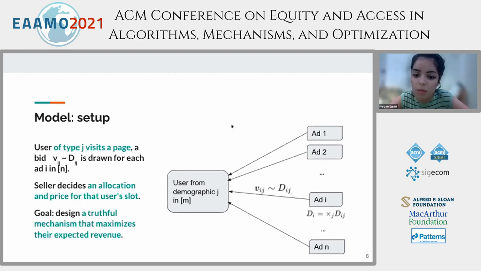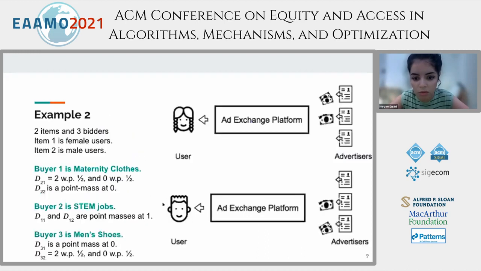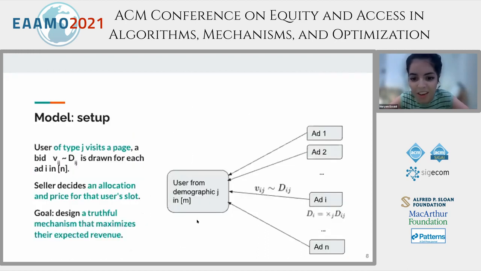And the seller is going to look at these values and decide an allocation and price for this user slot. And the goal of the seller is to design a truthful mechanism that maximizes their expected revenue. So this is the model setup.